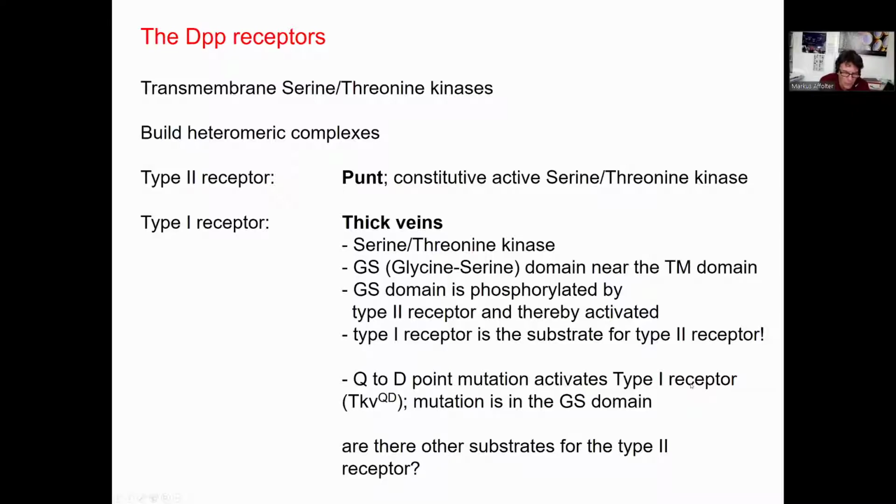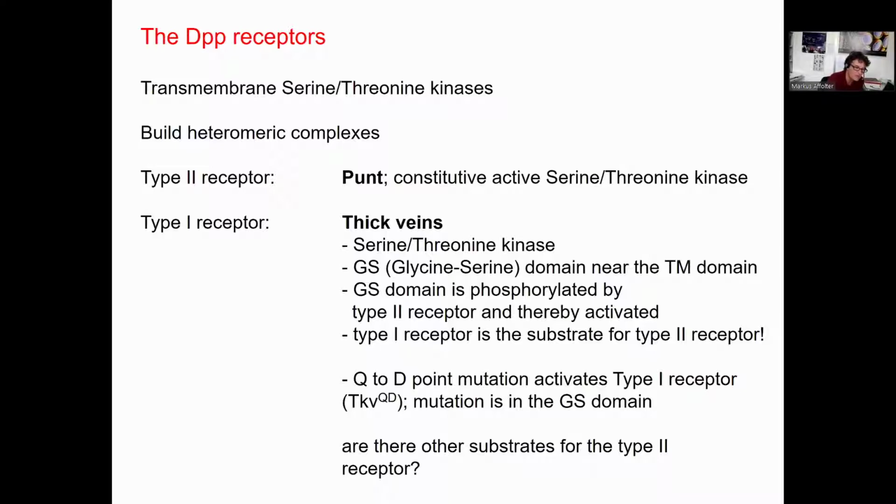And this was very important to clearly show that DPP signaling is important for X, Y, Z, because you could activate the pathway at the downstream level. And we'll use this mutation in the course. So Thickvein QD is, if you put this mutation in one of the chromosomes, the DPP pathway will be activated in every cell. So of course you cannot do it in flies, because you will not get an embryo once you start to activate all DPP signaling.